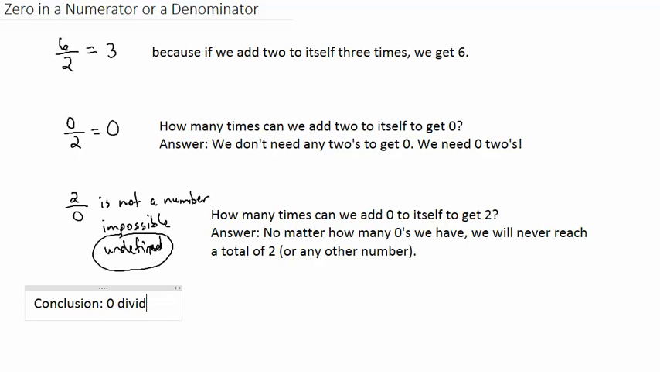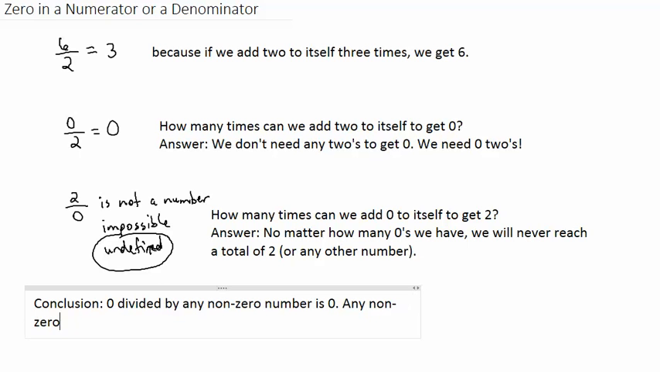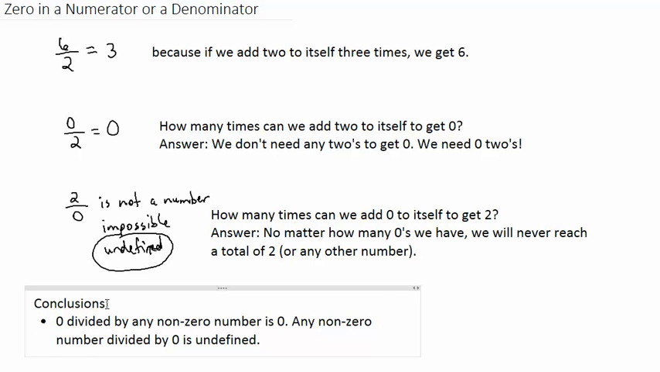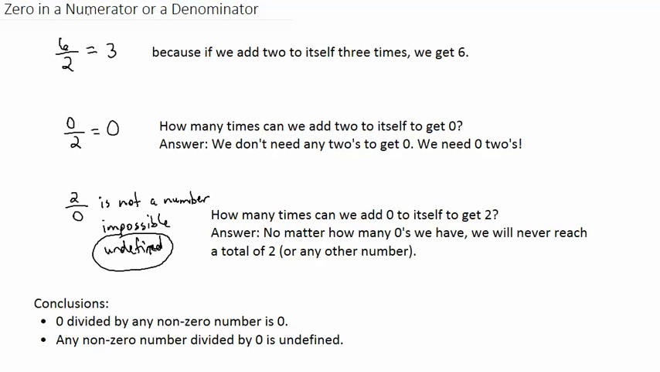0 divided by any non-zero number is 0. Any non-zero number divided by 0 is impossible. It's undefined. There is no definition for it. Okay? And let me separate these out a little nicer for you. Okay, and that's what we can conclude about zeros in fractions.